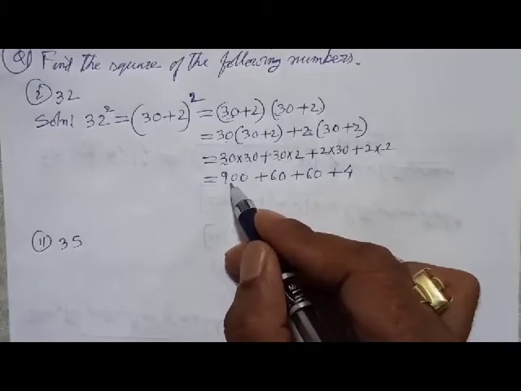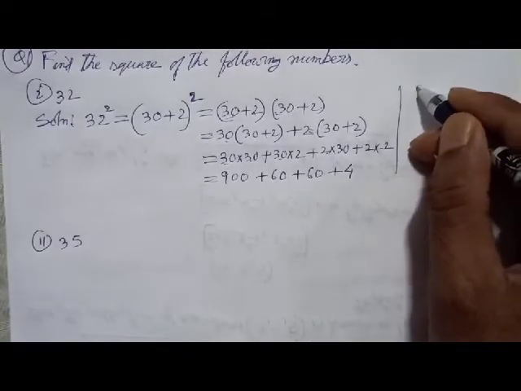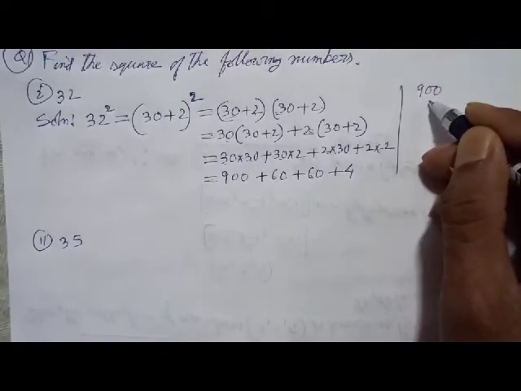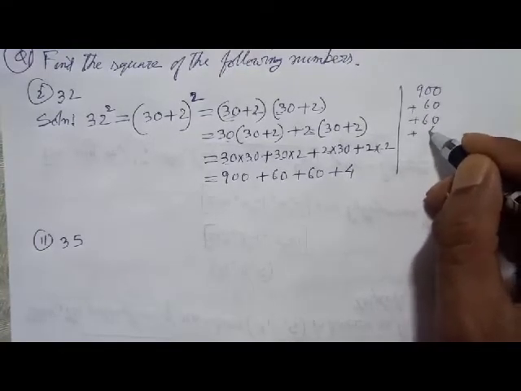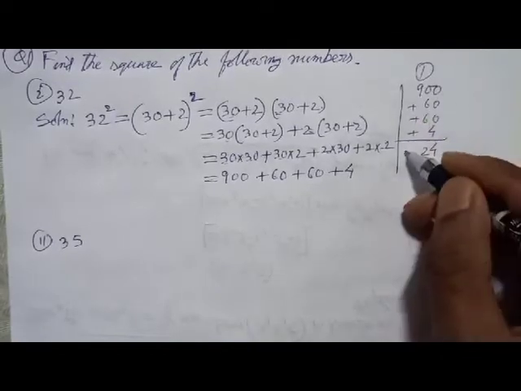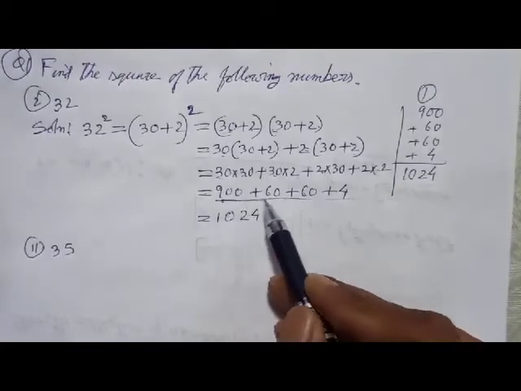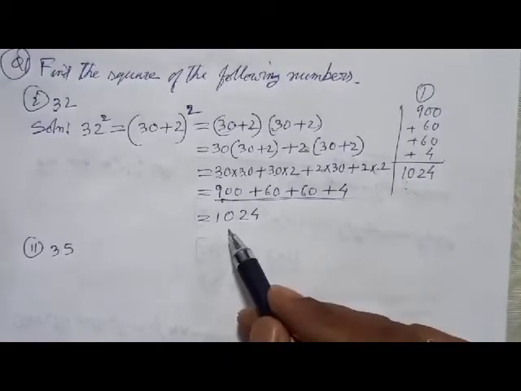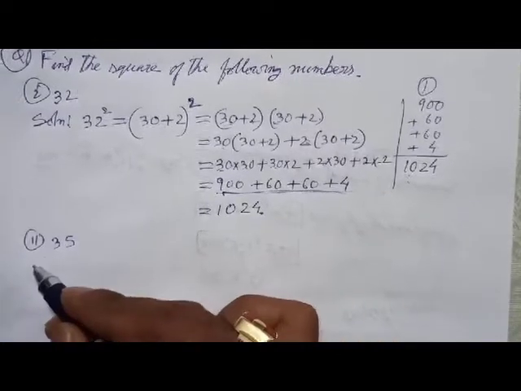So 900 plus 60 plus 60 plus 4. Adding, 4 and 0 is 4, 6 plus 6 is 12, carry 1, so the answer is 1024. Now Roman number 2, you try it.